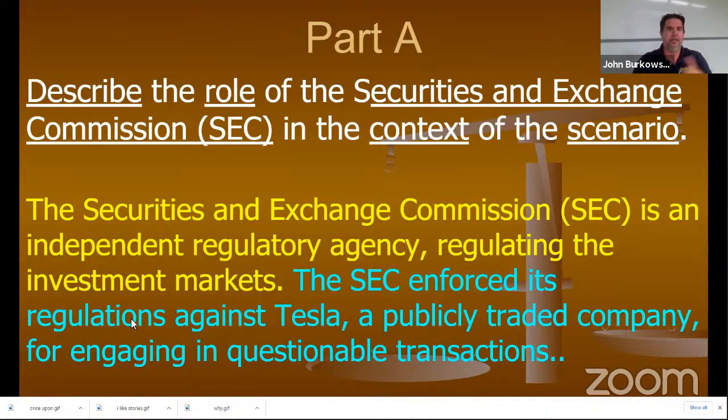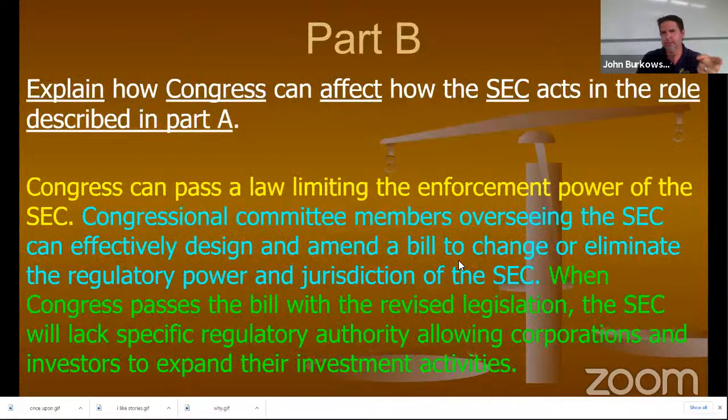Right? We love that. So part B, explain how Congress can affect how the SEC acts in the role described in part A, what their role was, you know, regulating investment, stock market, that sort of thing. So explain how Congress can affect how the SEC acts in that role. Congress can pass a law limiting the enforcement power of the SEC.